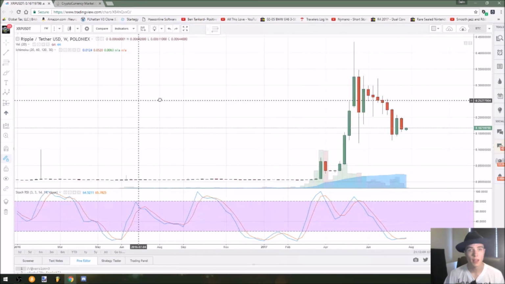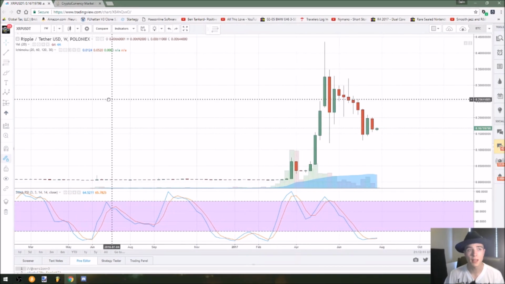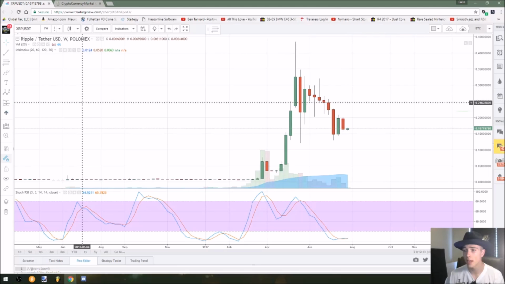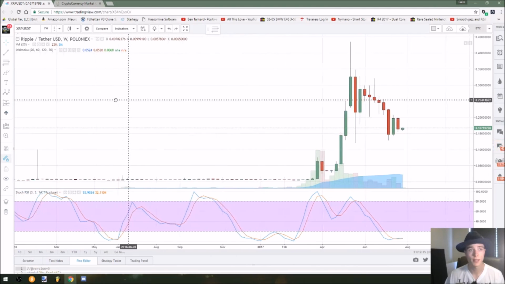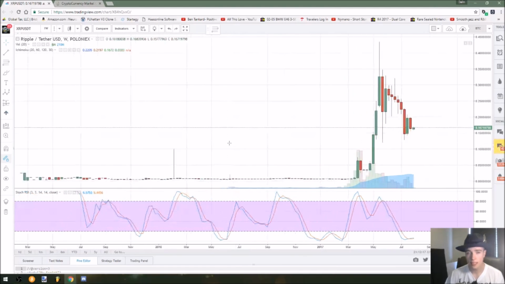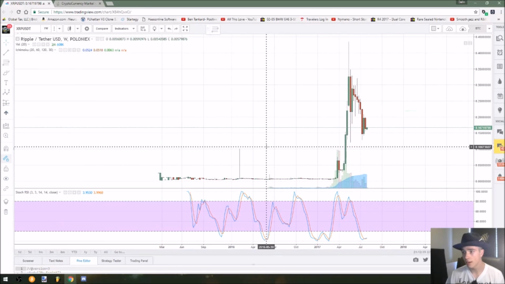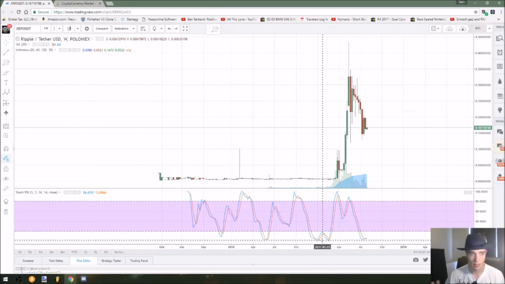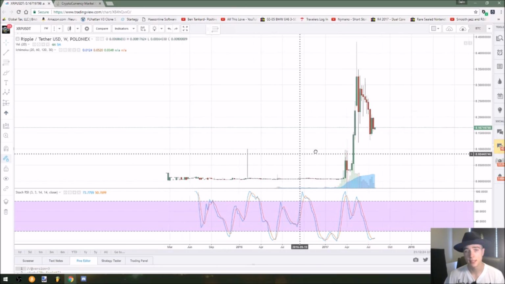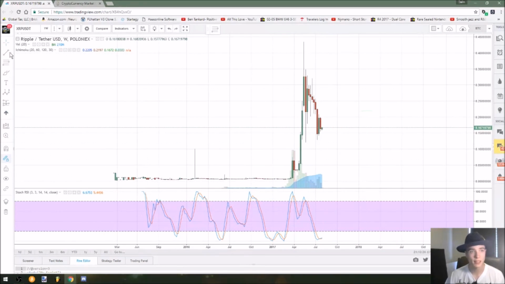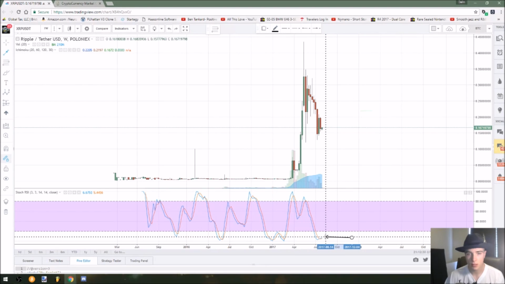Let's get right into this. Alright, so I'm at my screen here and I am on the XRP US dollar tether Poloniex chart on tradingview.com, and I'm looking at the weekly candles with the Stochastic RSI first. Basically what I'm looking for here is to see the strength of the Stochastic RSI.